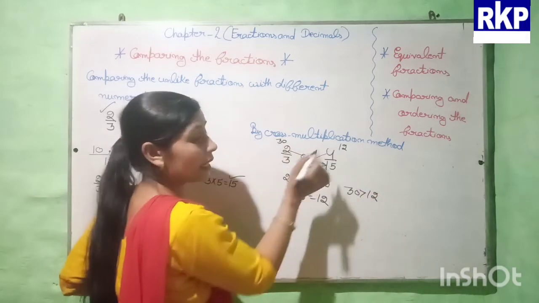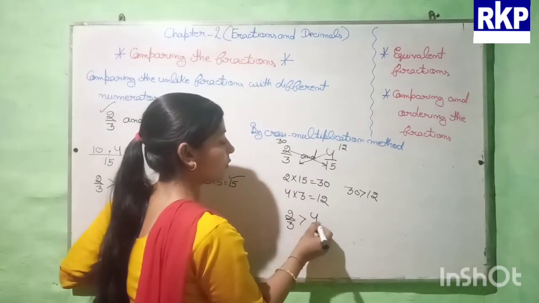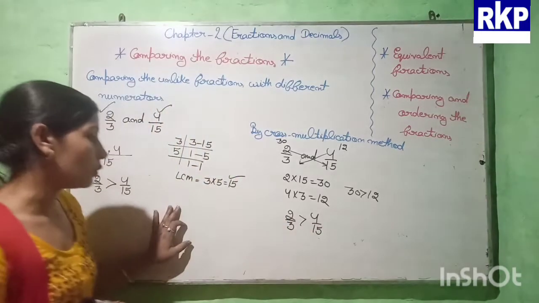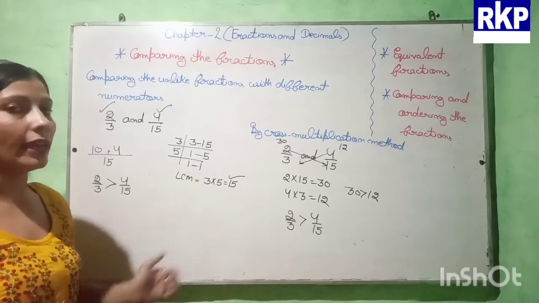30 is greater than 12. Okay, so 2 by 3 is greater than 4 by 15. So here also we will get the same answer. So you can use any method.